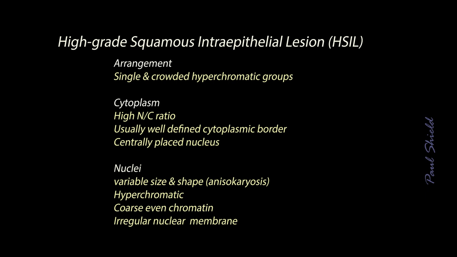They usually still retain definite squamous cytoplasm, so that would be a well-defined cell border and a centrally placed nucleus. Nuclei show anisokaryosis, so variation in size and in shape. They're usually very hyperchromatic and have quite coarse chromatin and an irregular nuclear membrane. So all of these things that we've looked at in squamous intraepithelial lesion are marked in high-grade lesions. That is markedly high NC ratio, markedly hyperchromatic, markedly irregular nuclear membranes, and that's pretty much high-grade SIL for you.